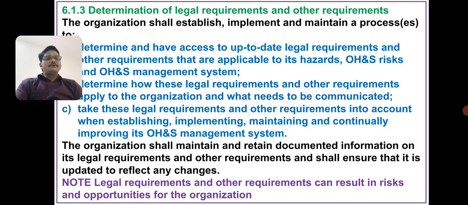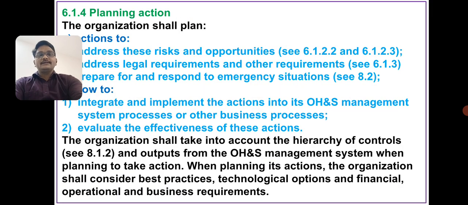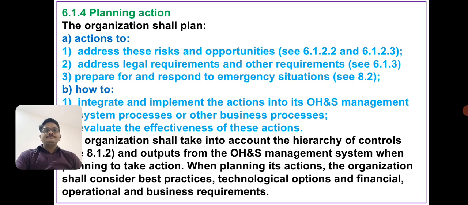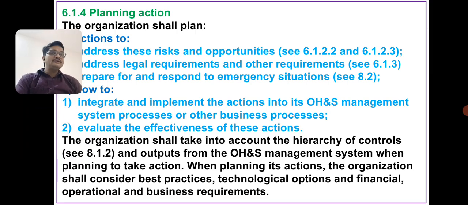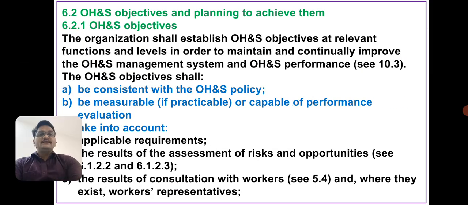Legal requirement and other requirement can result in risk and opportunity for the organization. Now the next subclause is 6.1.4, that is planning actions. The organization shall plan action to address risk and opportunity, action to address legal and other requirement, and action to prepare and respond to emergency situation, and how to integrate and implement the action into the OHS management system, processes and business processes, and how to evaluate the effectiveness of these actions.